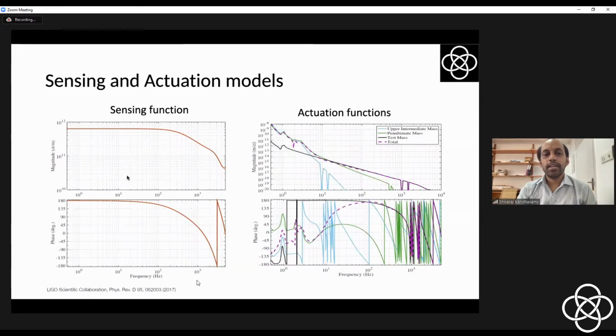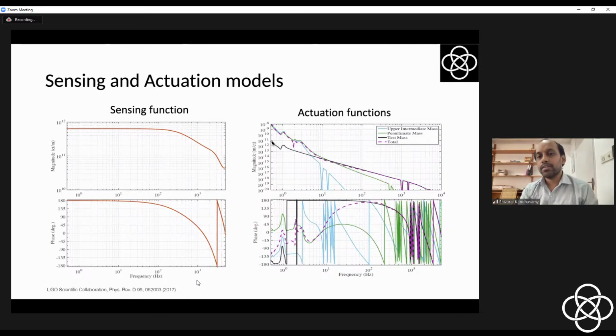So based on that, one can calculate the sensing function and actuation function, the model for the C and A in the previous slides here. And here is the sensing function and actuation function. Sensing function is basically a low pass filter, meaning our gravitational wave detector can detect frequencies of gravitational signal if they are below some value, but at very high frequencies, the sensitivity to gravitational waves is reduced. So that's the low pass filter definition.